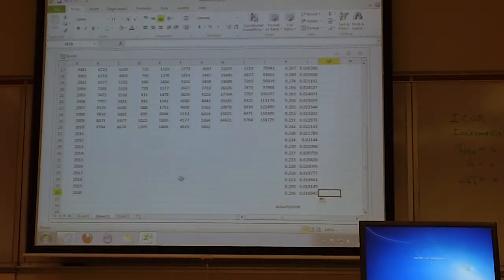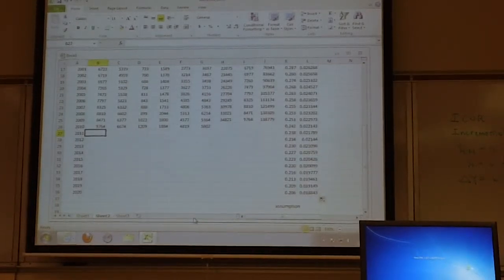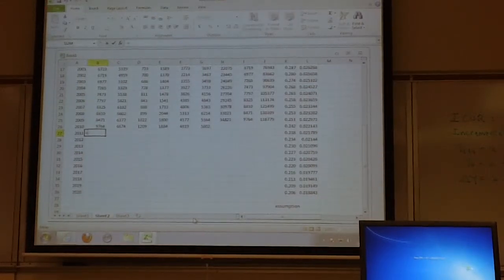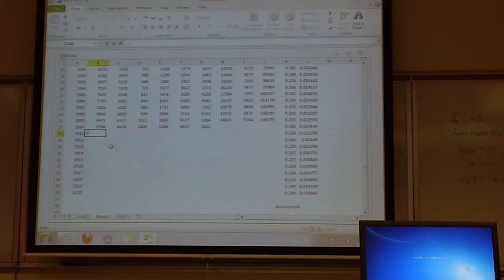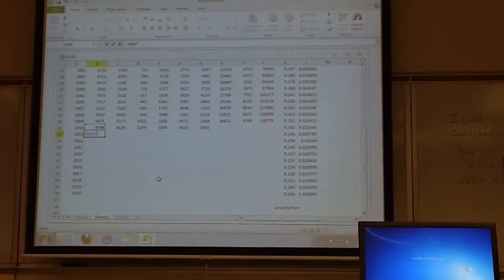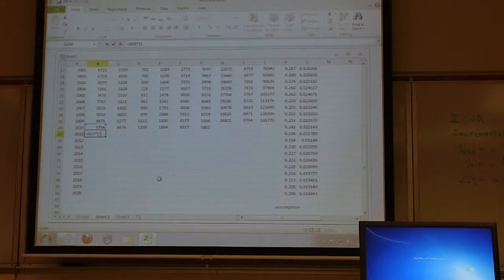All right. Now, to get the y, the projected y, that's going to be equal to the old y, which is over here, times, open parentheses, 1 plus the growth rate. The growth rate is given over here.